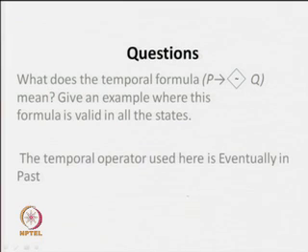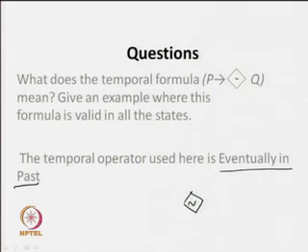So, what does this particular symbol mean? I think you can very well identify. This symbol means basically eventually in past. Okay. So, diamond is future. If I write tilde inside diamond, then we say that this is eventually in past. So, we are going to look for whether eventually in past Q holds or not, P implies eventually in past Q. So, what does this temporal formula mean? It means that if P is true, whether eventually in the past Q was true or not. So, give an example where this formula is valid in all the states.